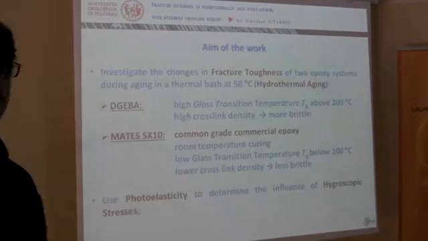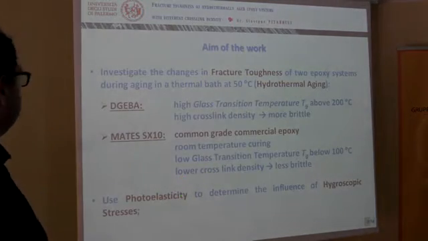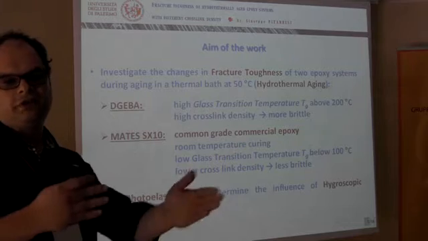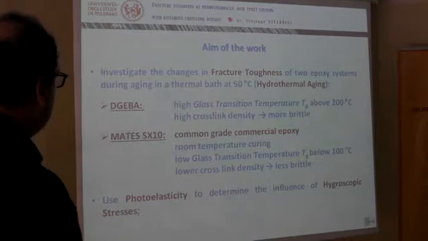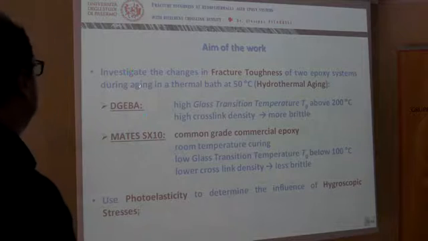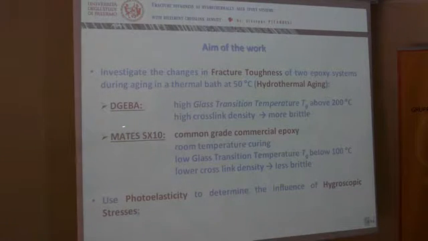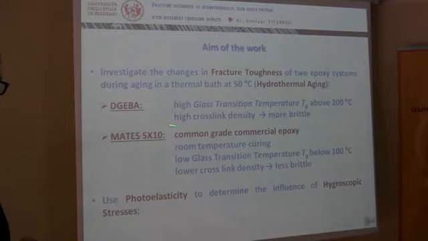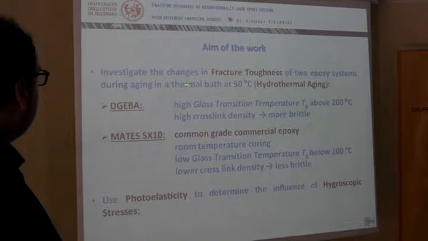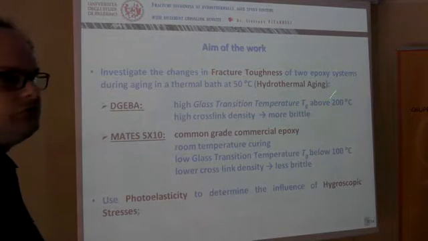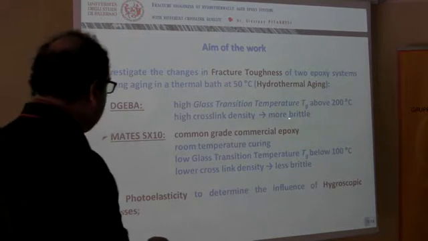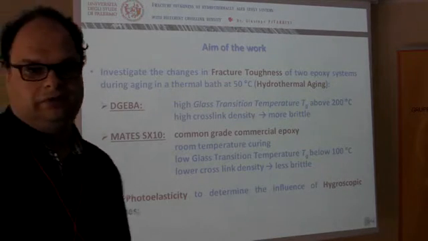So what is the aim of this work? We are basically applying photoelastic stress analysis to assist the measurement of fracture toughness on single-edge notched bending samples. And we have performed this investigation on two different epoxy materials. One is a very common epoxy monomer called DGEBA, which stands for diglycidyl ether of bisphenol A. This monomer is characterized by having a very high glass transition temperature, usually above 200 degrees. Also, it has a high cross-link density, which means that it is a fairly brittle epoxy resin.